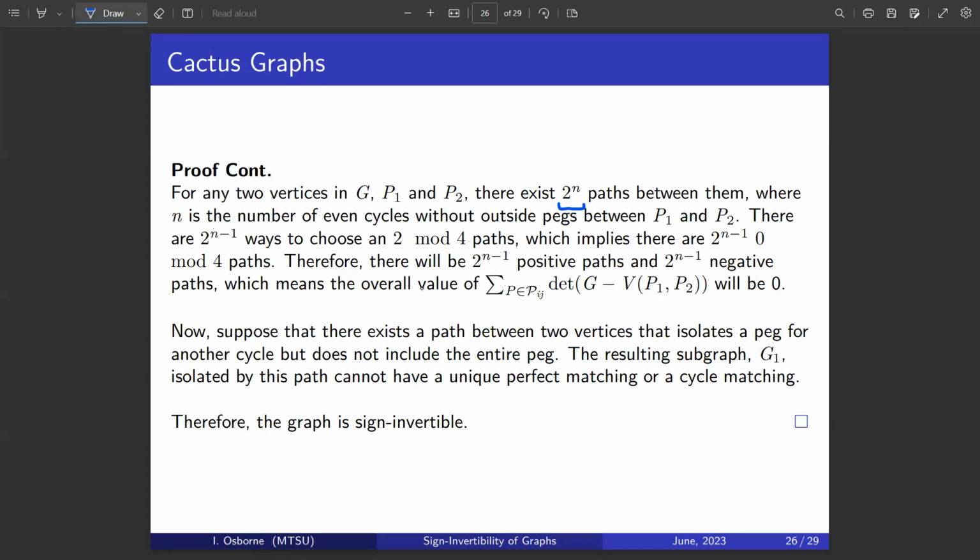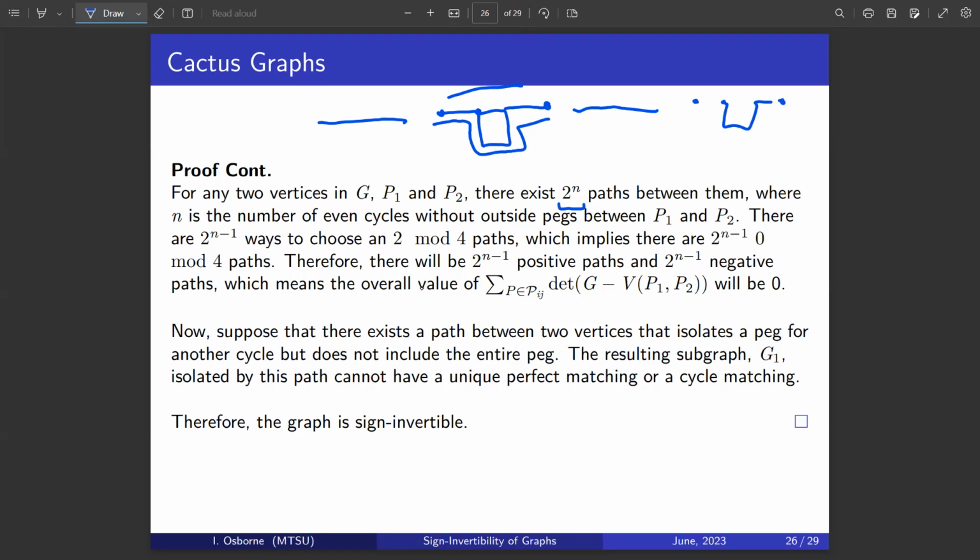So like this is part of a cactus graph, right? This cycle has 2 pegs inside of it. You can either go this way or this way. So you have two choices when you're going through this part of the graph. And then you can have multiple cycles like this. So that will determine the number of feasible paths that you have between your vertices.